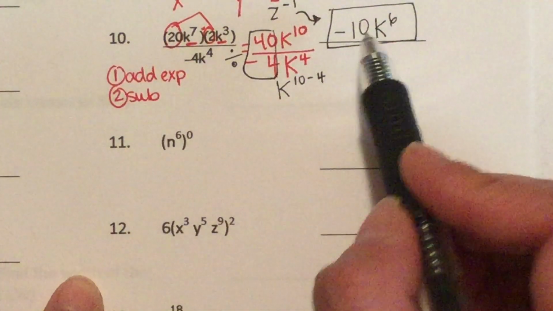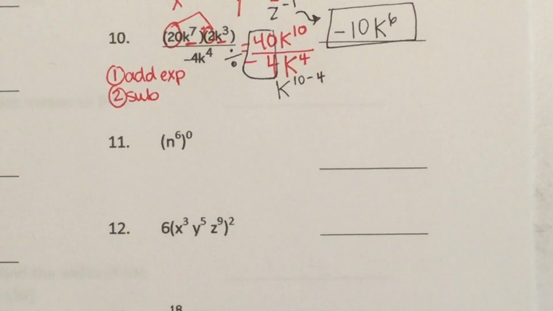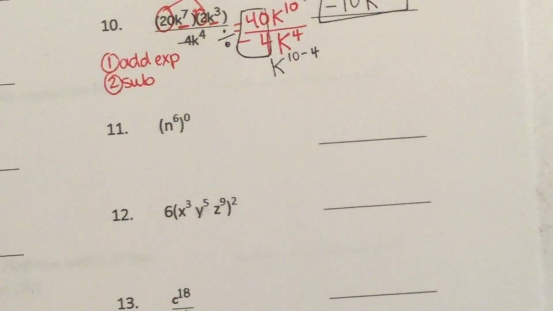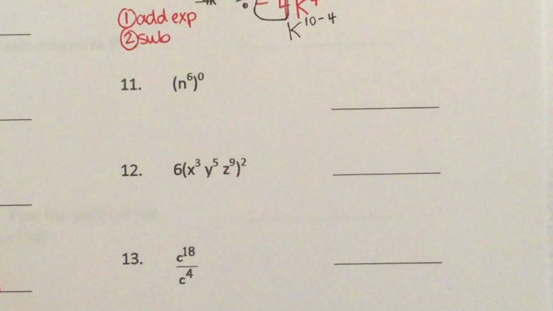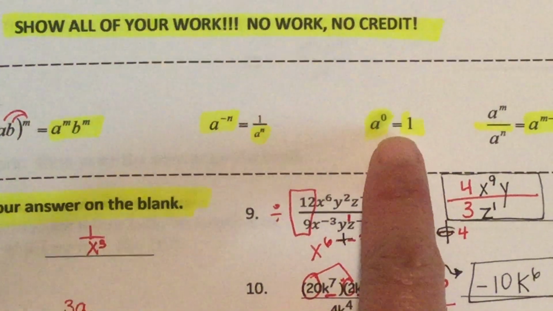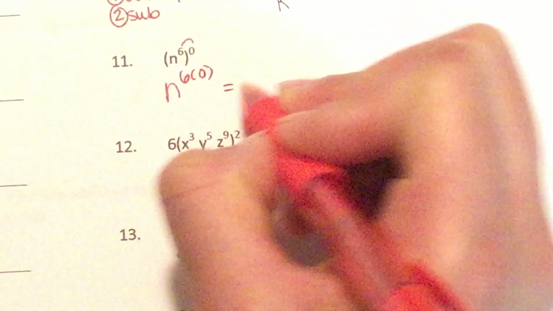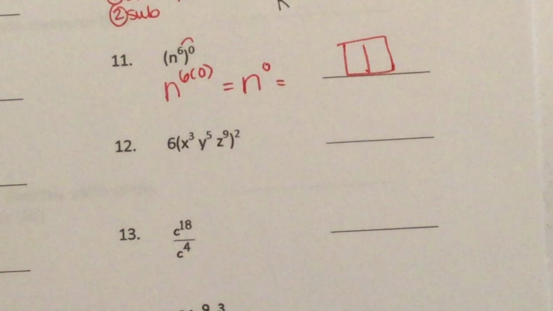Again, negative 10 has a positive 1 exponent. You don't change anything. Number 11, you have n to the 6th power, and all of this is raised to the 0 power. So go back to your rules. Anything to the 0 power is equal to 1. So when you even distribute this using your rule, n to the 6 times 0 is still n to the 0 power, which equals 1.